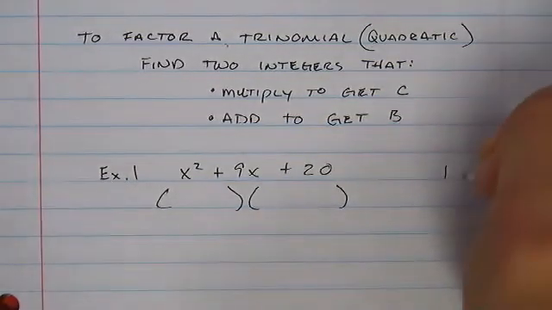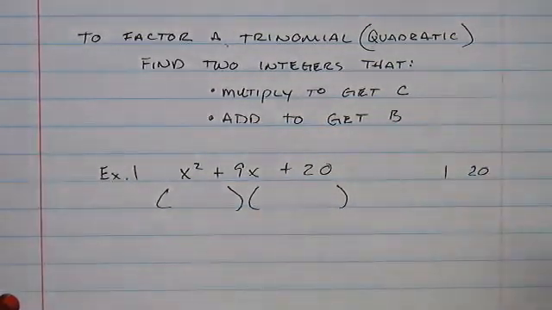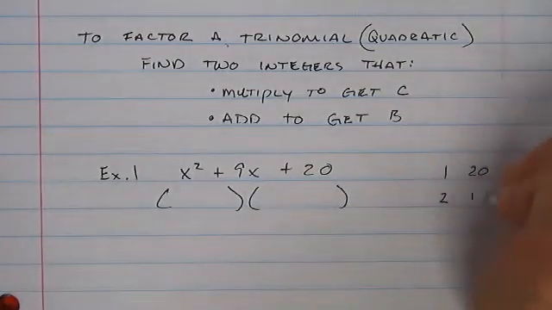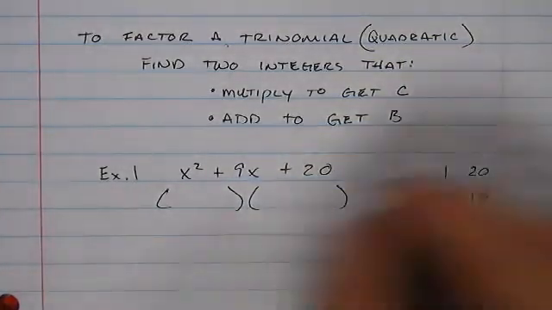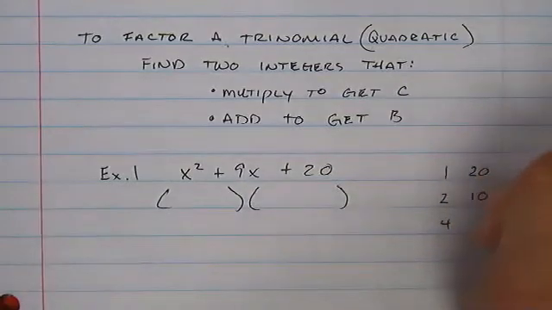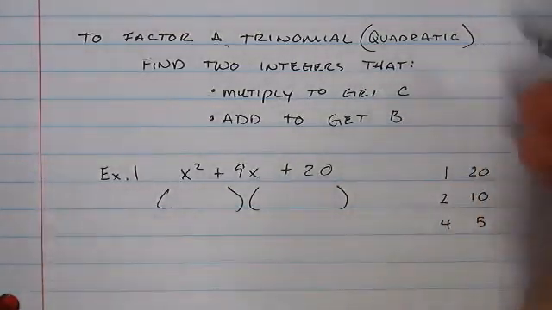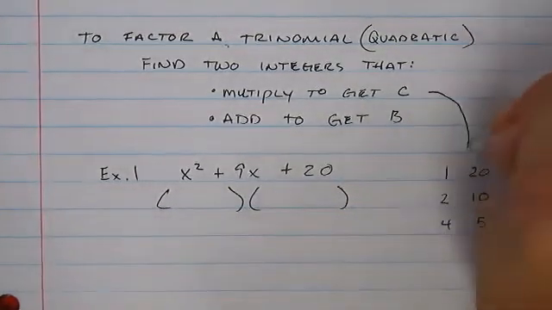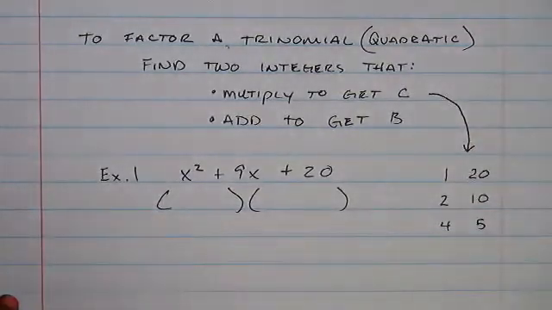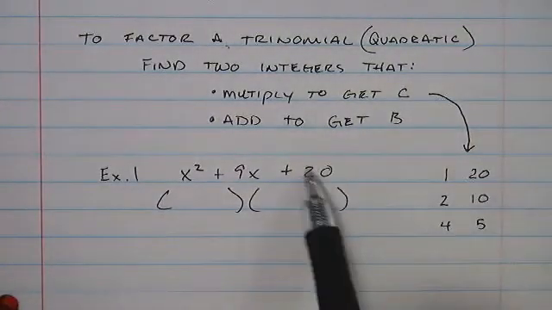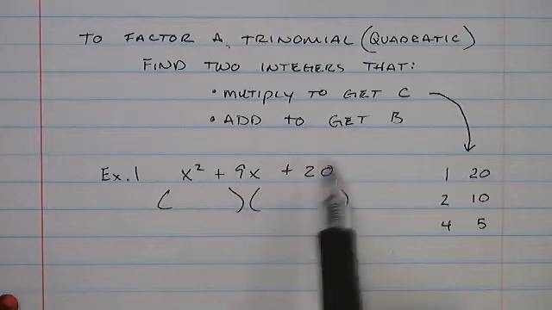Well, there's 1 and 20. There is 2 and 10. 3 is not a factor. We could have 4 and 5, and that's it. Those are the factors of 20. So I'm looking at that part right there, multiplying to get C. These are all the different ways that I could multiply to get C.